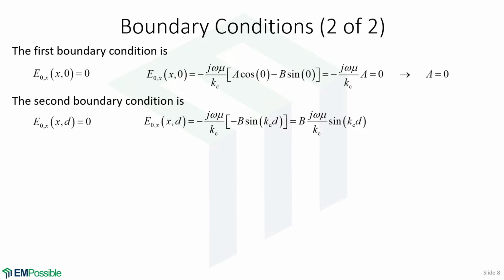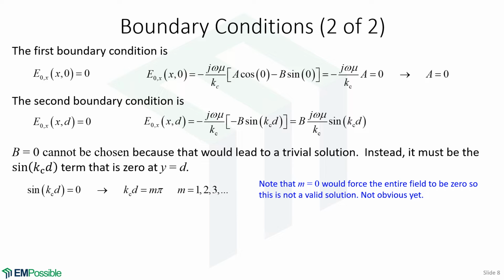So something else must be making this expression equal 0. Well, j omega mu over kc, none of these can be 0, so that can't be doing it. So what's left then is this sine term. It has to be the sine term that is somehow forcing this to be 0. So we set the sine term equal to 0. Well, this sine function can only go to 0 when kc times d is an integer multiple of pi. Sine of an integer multiple of pi is 0.